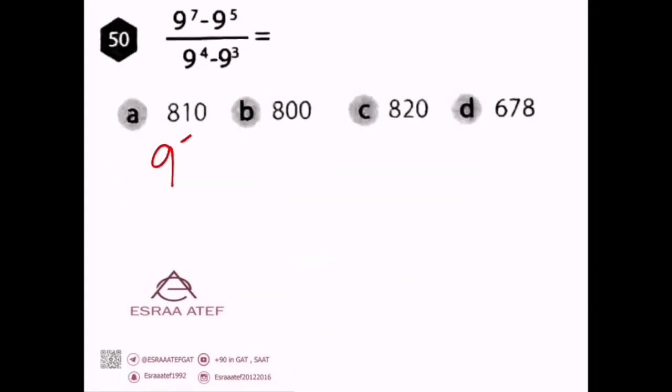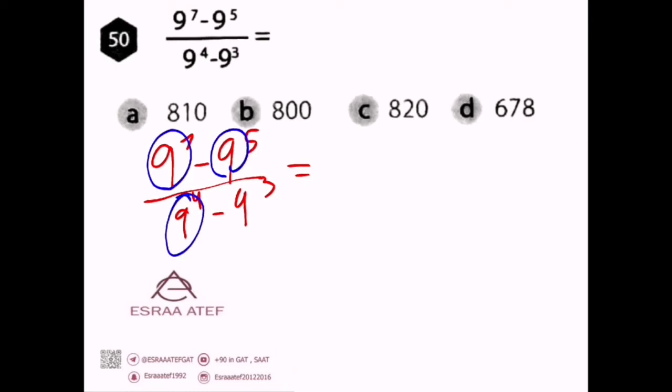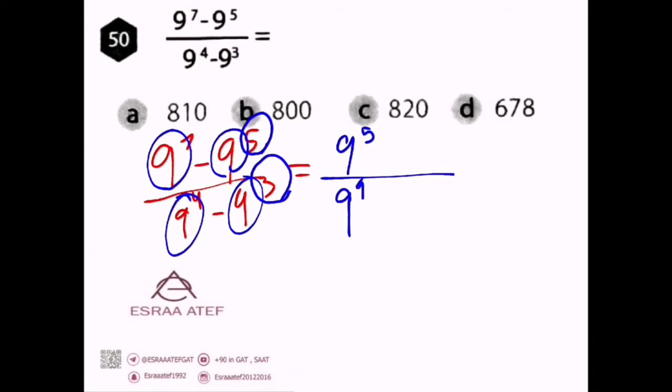Next one, we have 9 powered by 7 minus 9 powered by 5 over 9 powered by 4 minus 9 powered by 3. You will find that we have the same numbers here and here, so we will take 9 as a common factor in the up and in the down. Here we will take the power of the smaller one, so we will take 5, and down we will take the power of the smaller one, which is 3, and then open brackets. If we take 9 powered by 5 from here, the remaining will be 9 power 2, and if we take 9 powered by 5 from here, the remaining will be nothing, so it will be 1.